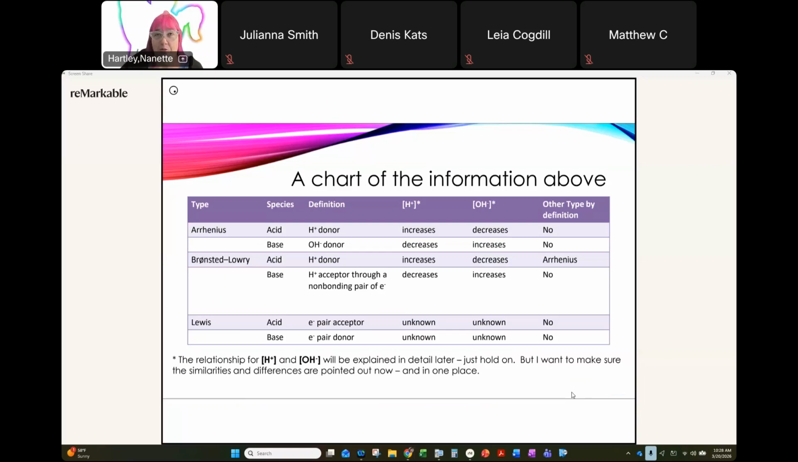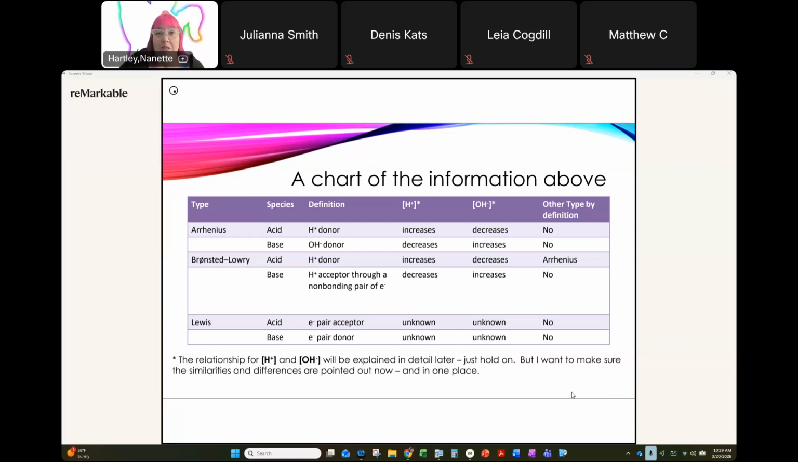So they're both those. When we talk about the Arrhenius bases, that's an OH minus donor. It decreases the H plus and increases the OH minus. It is not by definition anything else. Our Bronsted-Lowry bases accept an H plus, typically through a non-bonding pair of electrons, and the H plus will therefore decrease, and the OH minus will then have to increase. That's just what has to happen.